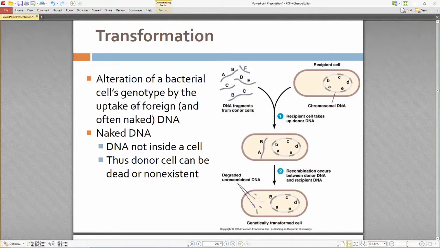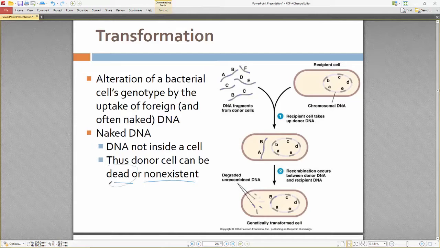So what is transformation? Transformation is the alteration of a bacterial cell's genotype by the uptake of foreign and often naked DNA. What is naked DNA? Naked DNA is DNA not inside a cell, and thus the donor cell can be dead or non-existent.